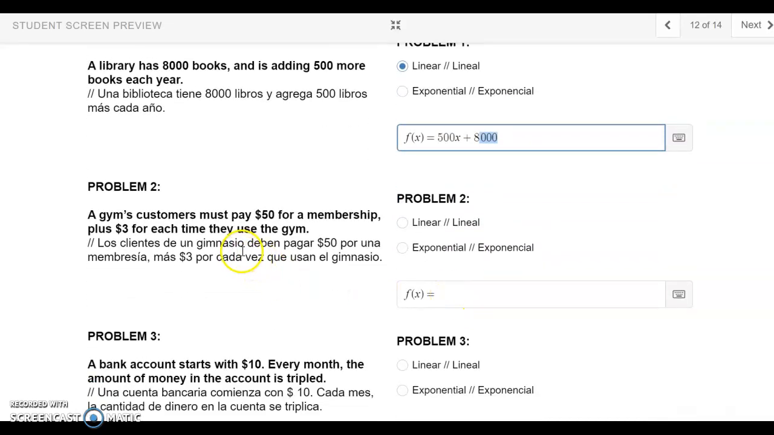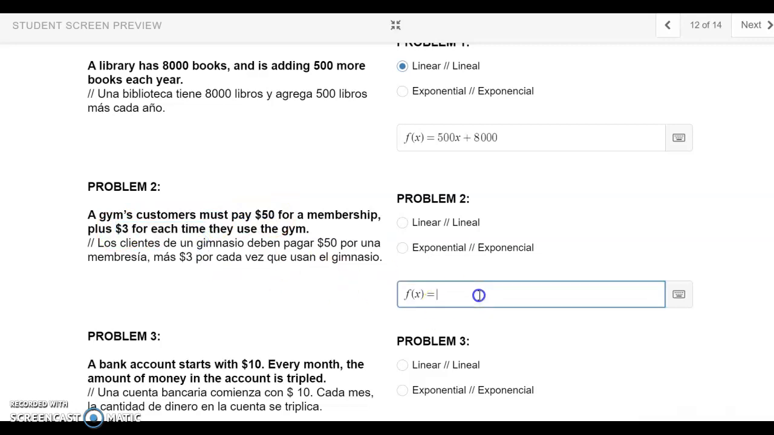Problem 2, and if you haven't tried this, pause it and do it first. A customer must pay $50 for a membership, plus $3 for each time they use the gym. All right, now we can think about if you're losing money or just the total amount of money. It could give you 2 different equations. I'm going to say it's 3x, because that's what changes each time you go to the gym, plus your initial cost of $50. So this will give you how much money it costs.